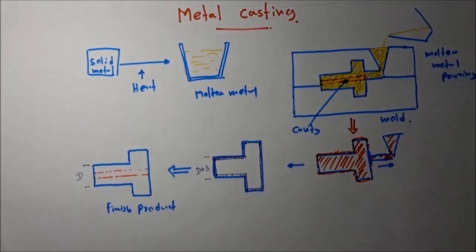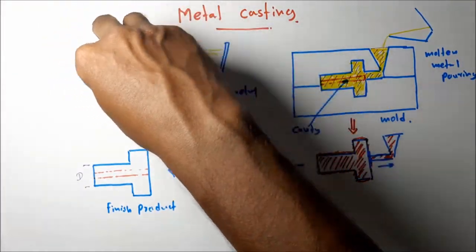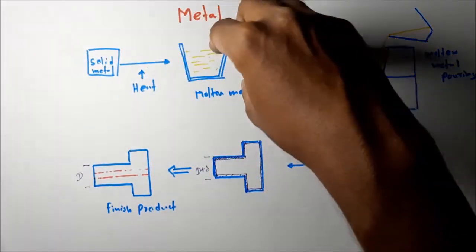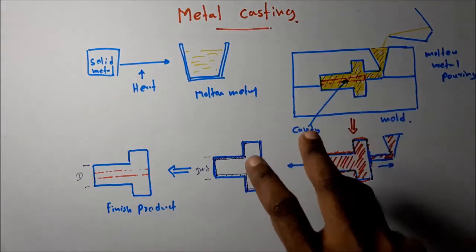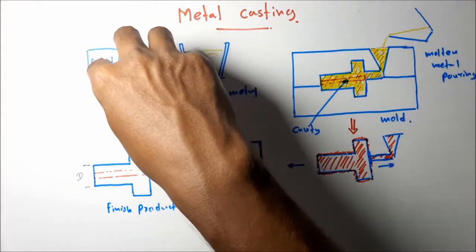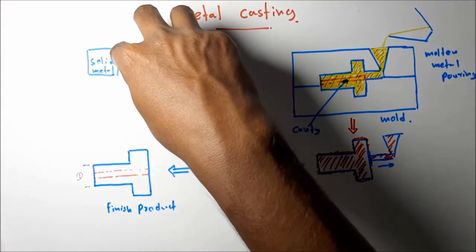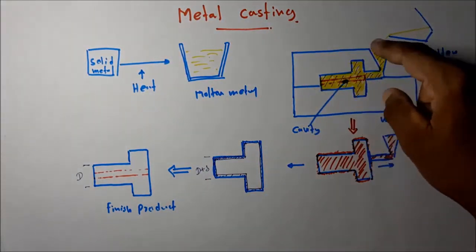You can see it's a process. Heating metal, melting operation. Actually this process is a combination of unit operations. It has various unit operations. You can see the metal melting operation is a unit operation. Then you can see the mold making operation.